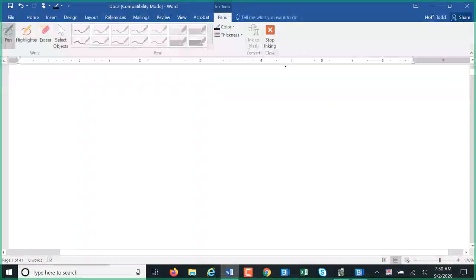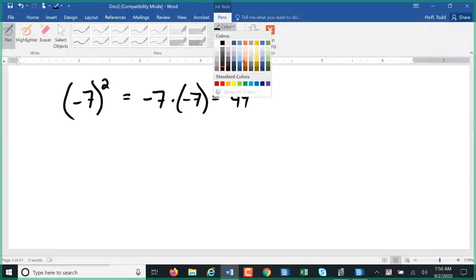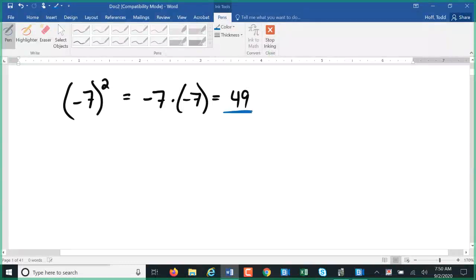Well, let's bring in the negatives. Let's look at negative 7 squared. Well, we know that negative 7 squared means negative 7 times negative 7. And we know that a negative times a negative is a positive. 7 times 7 is 49. That has to be a positive 49.